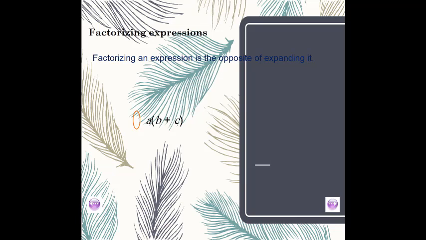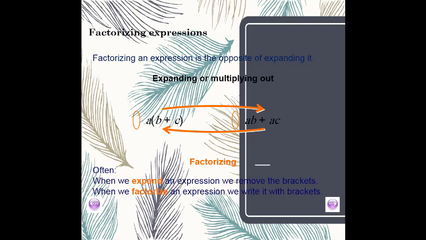Imagine if we have a multiplied by the bracket b plus c. When we expand it, or multiply it, it will be a multiplied by b, ab, plus ac. And when we do the opposite, we factorize by taking out the common factor, or the highest common factor, which is a. And a is out of the bracket. So remember, when we expand an expression, we remove the brackets. But when we factorize an expression, we write it with brackets.